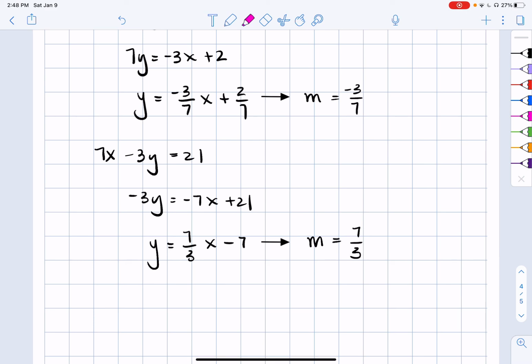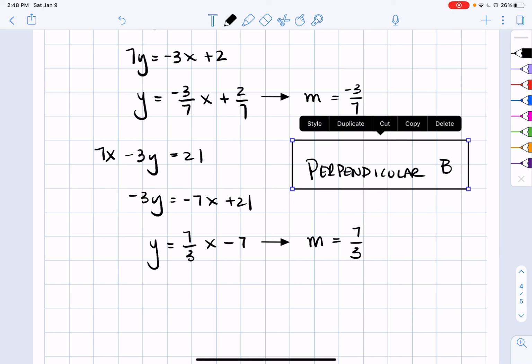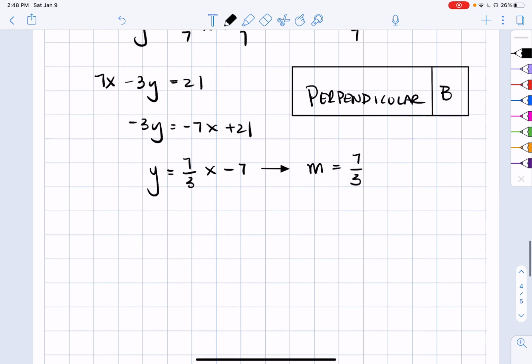So I look at these two things here. Question is, can I flip and negate the -3/7 and get 7/3? And can I flip and negate the 7/3 and get -3 over 7? And the answer is yeah, for sure. So this would be perpendicular, which is choice B. I'll make sure that I have it on my sheet as B as well. So this is choice B. There you go. And put the line down. So that's 9.